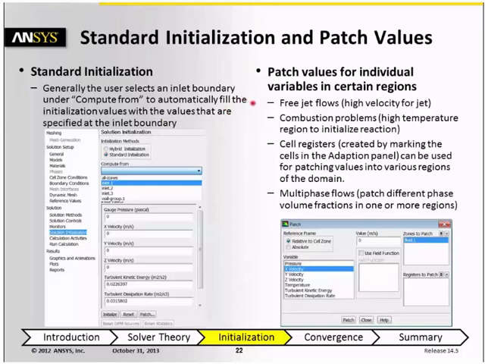Instances where patching can be advantageous include free jet flows, where you can patch a higher velocity in the region where the jet is, combustion problems, where you can patch a high temperature region to initialize reactions, and multi-phase flows, where you may patch different phase volume fractions in one or more regions. You can also use cell registers, which are created by marking cells in the adaption panel, to patch values into different regions of the domain.